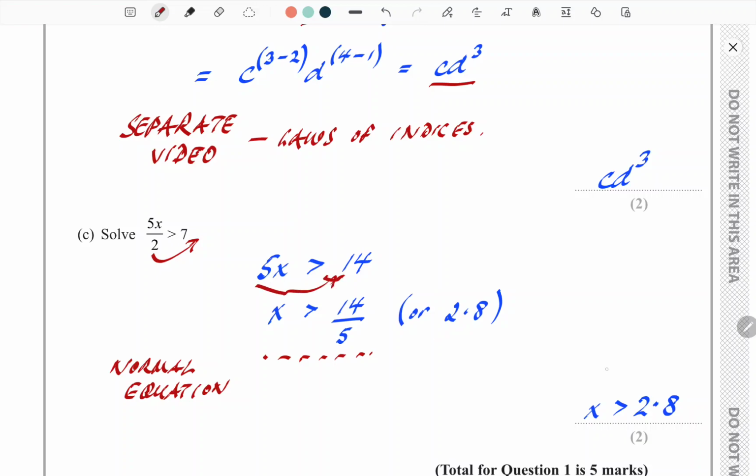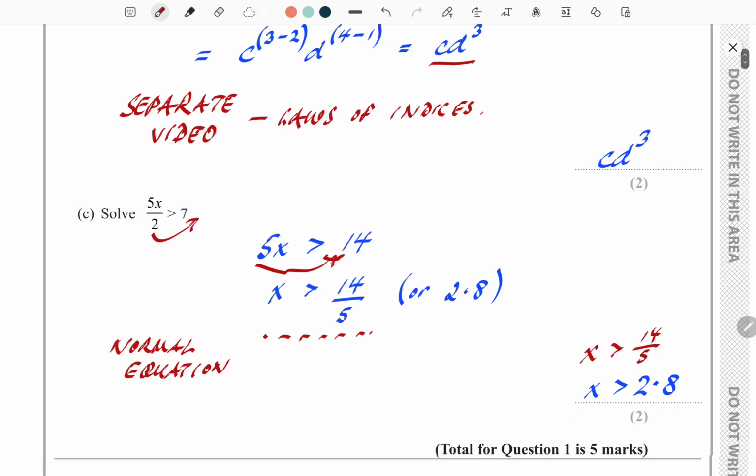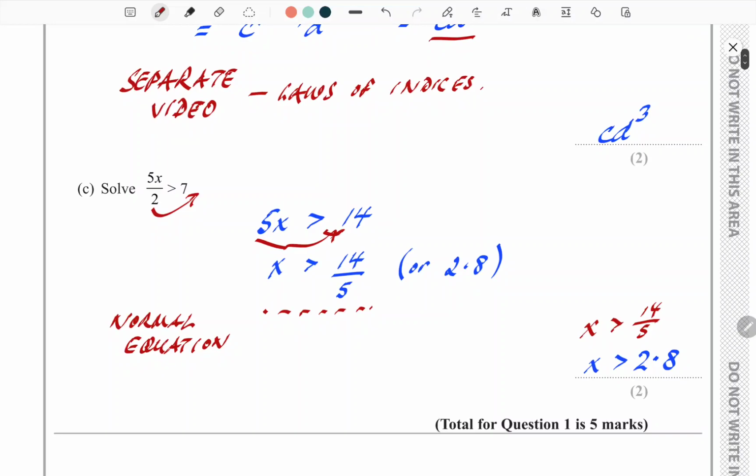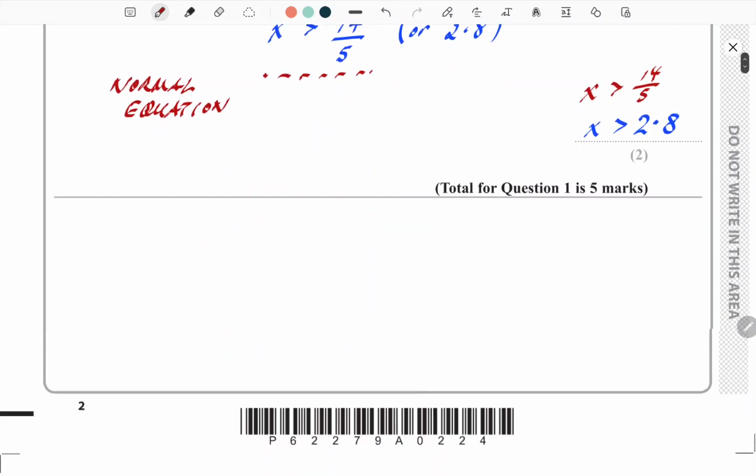And you can leave the answer both ways, right? It doesn't make a difference whether you put it as an improper fraction, 14 over 5, or x is greater than 2.8. Calculator paper, so you're more likely to put it in the calculator if you wish. Both answers are marked as correct, so no big deal there.